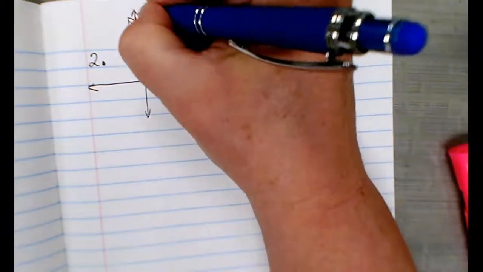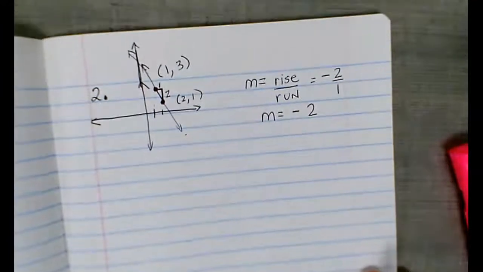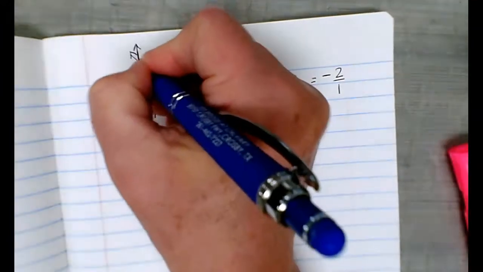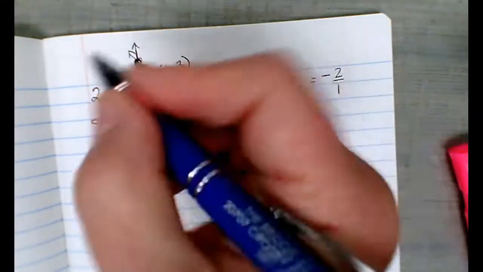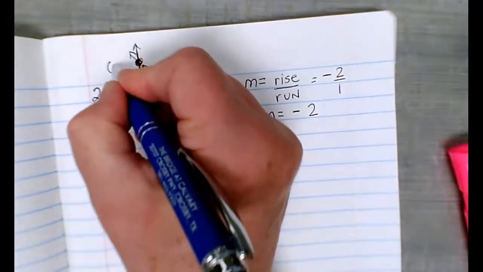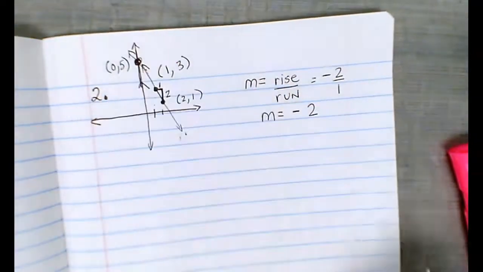I'll extend my graph a little bit. So if you have graph paper, you can tell on your graph that the y-intercept is (0, 5).